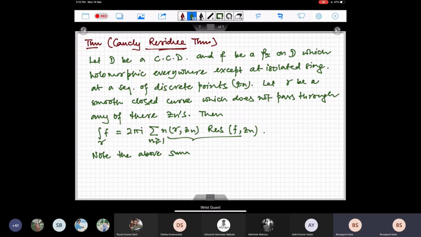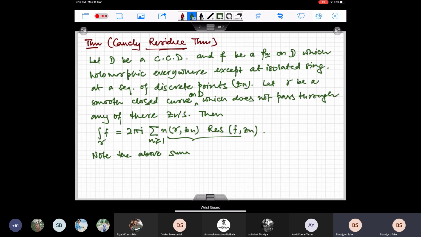I have just said that here of course it's a smooth closed curve on D, and you just have a discrete sequence of points. I have never said that gamma is going to encompass all these zn. I have not said that. That's not going to be possible even, right?